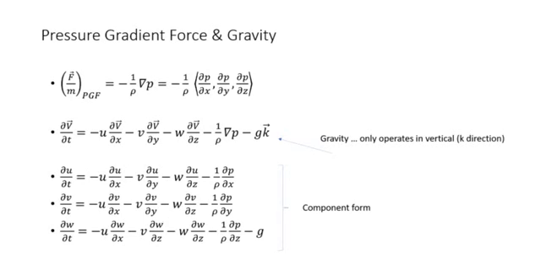Notice we have a pressure gradient term in each of these that is aligned in the direction of the component that the equation corresponds to. For example, the U momentum equation has dp/dx. The V momentum equation has dp/dy. The W equation has dp/dz. And then we tack on gravity in the vertical only, because gravity only works in the vertical.